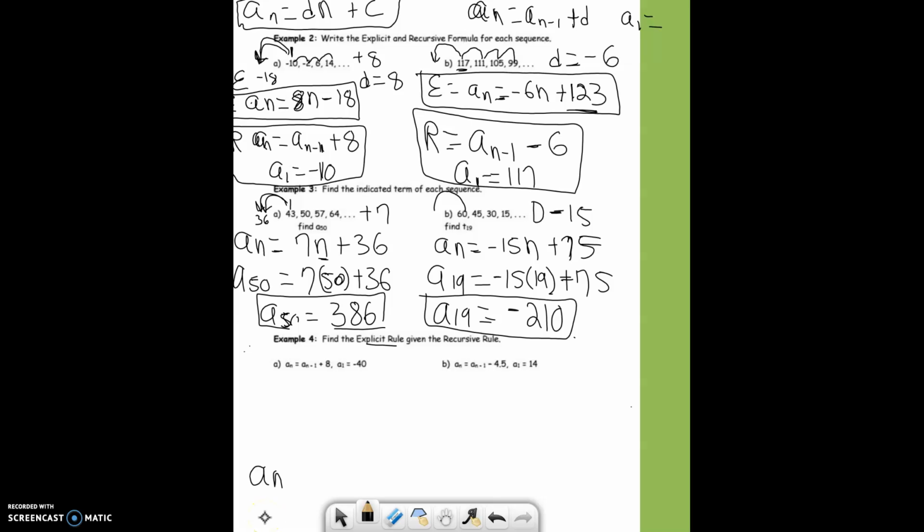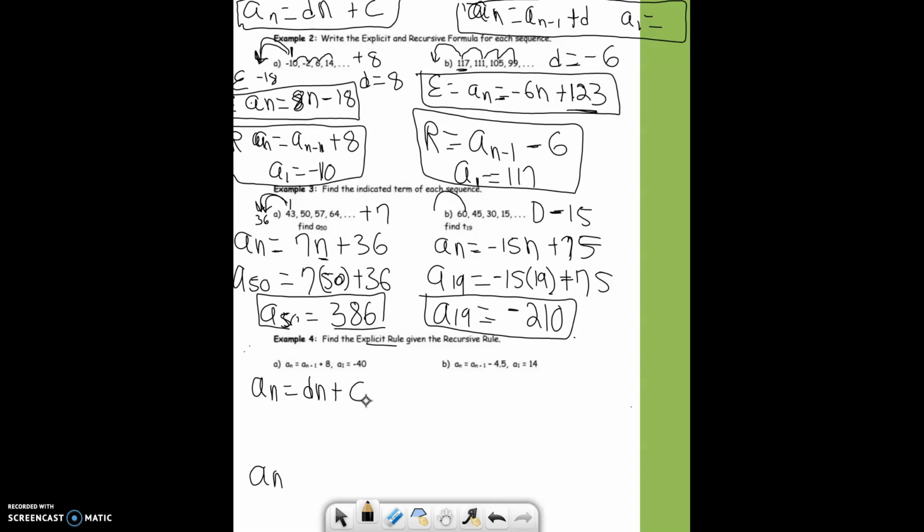All right, guys, what we're going to do now is go from the explicit, which is given here, and we're going to go to the recursive. So really, if you look at what we have here, the recursive, a_n equals the difference plus the zero term.